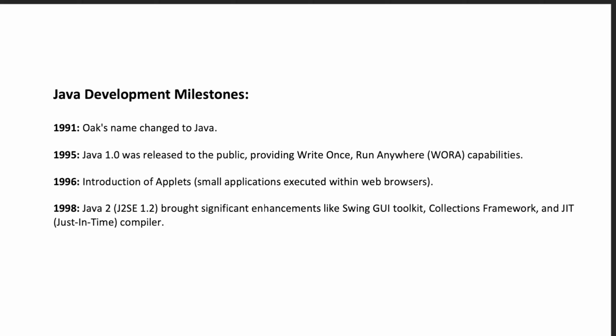In 1996, applets, small applications executed within a web browser, were introduced. In 1998, Java 2, that was J2SE 1.2, brought significant enhancements like the Swing GUI toolkit, the collections framework, and the JIT, just-in-time compiler. Here, in the Swing GUI toolkit, GUI stands for graphical user interface.